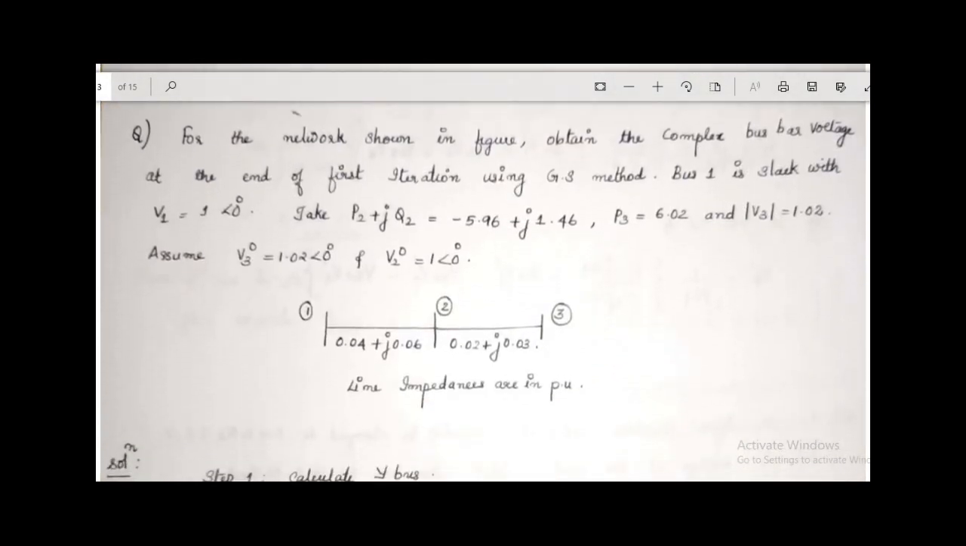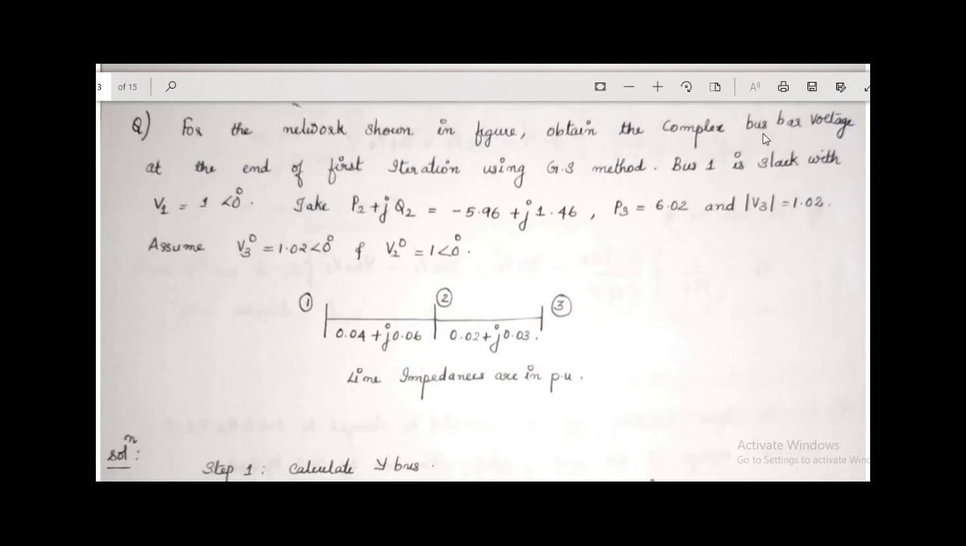Now, yet another question for the network shown in the figure. Obtain the complex busbar voltage. Busbar voltage simply means the voltage magnitude and angle. That's all, at the end of first iteration using Gauss-Seidel method. Bus 1 is slack bus with value given. Take P2 plus jQ2 as something like this. P3 is this and V3 is given. All those values are given.